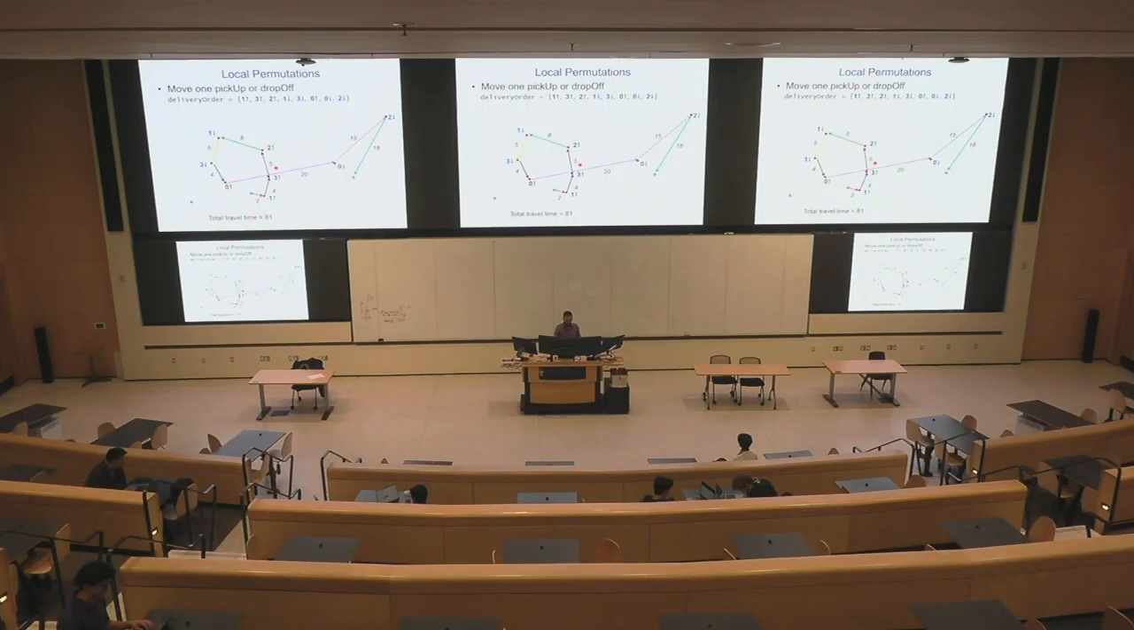Okay, so let's look at the first heuristic, the first perturbation operator that we can do. The easiest one is to just move one pickup or drop off either earlier in the order or later in the order. So let's say, what did I do here? We kept 1, we kept 3, we kept 2. We took the drop off of 1 and we shifted it to the end. That's all we did here.